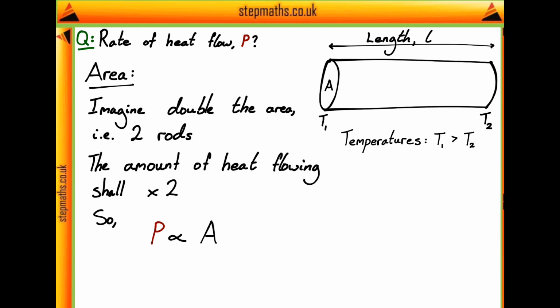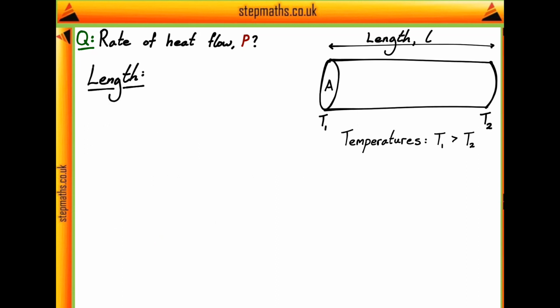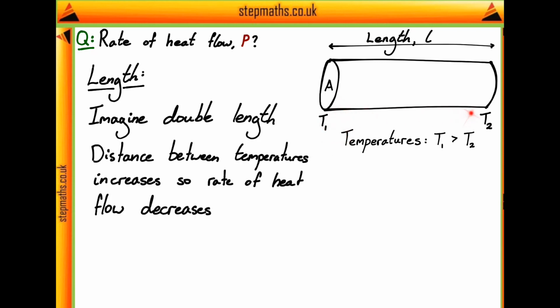So now that we've thought about area, we can move on to length. To do this, you can imagine a rod of about double the length. Then you would expect that halfway down, the temperature would be halfway between the two temperatures, in which case the difference in temperatures is going to be a bit smaller. It's going to be halved. So the rate of heat flow is going to be smaller. Alternatively, you could think about the fact that the temperatures are then much further away, so the distance between temperatures is much greater, and so the rate of heat flow isn't going to be as rapid. It's not going to be quite as quick.